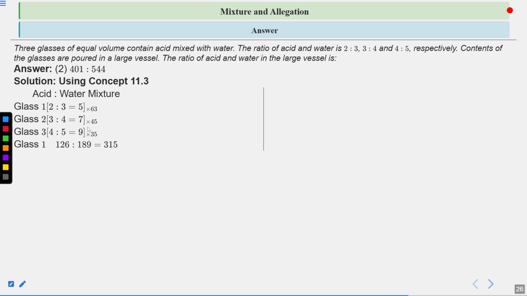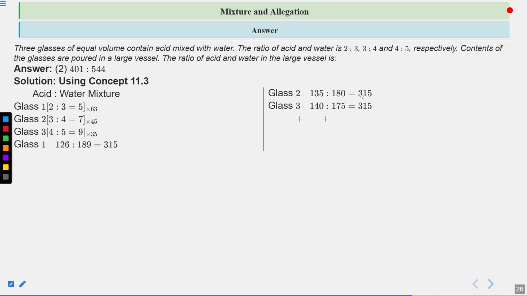So in glass 1, when we multiply, we get acid and water in the ratio 126 ratio 189, which becomes 315. In the second glass, multiplying by 45, we get 135 ratio 180 and the sum is 315 again. And in glass 3 it becomes 140 ratio 175, which equals 315.